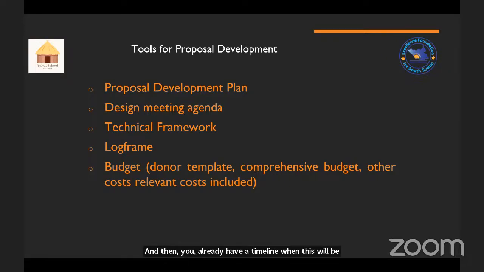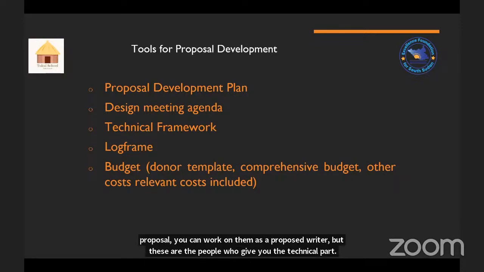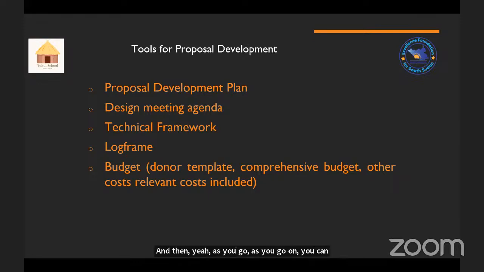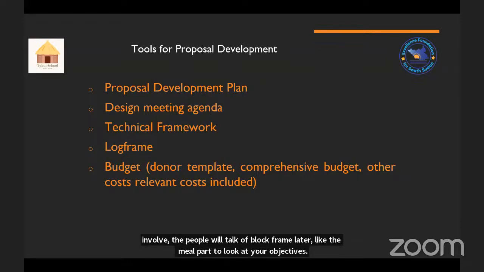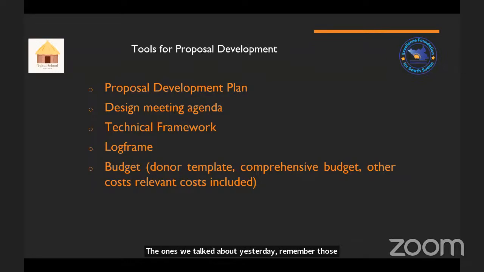Once that is done, you can continue to do other parts, like you continue to articulate the needs we were talking about yesterday. Other parts of the proposal, you can work on them as a proposal writer, but these other people will give you the technical part. And then as you go on, you can also involve the MEAL part, we will talk of log frame later, to look at your objectives, the ones we talked about yesterday. Remember those activities, outputs, outcomes, the staircase, the whole staircase. That is your MEAL department really, that can own that process, and they can help you a lot once they are seeing the activities.